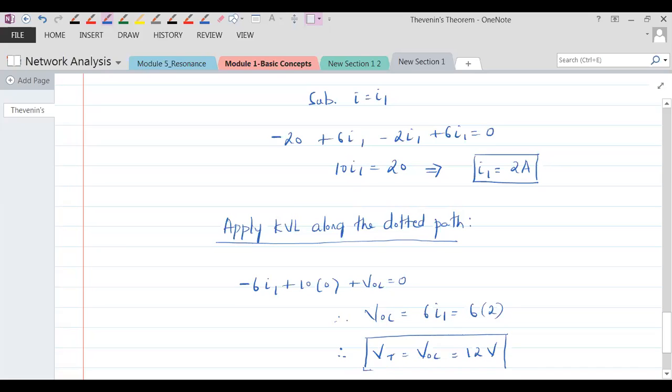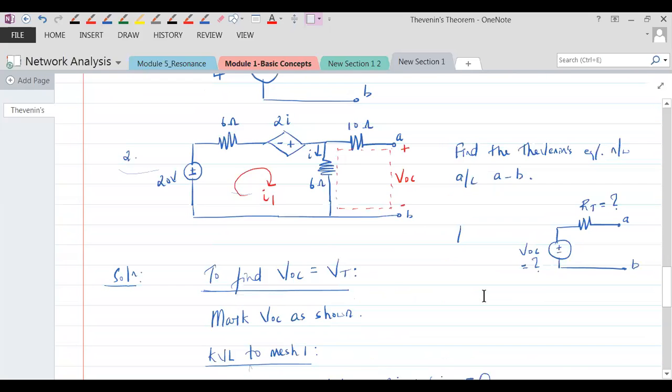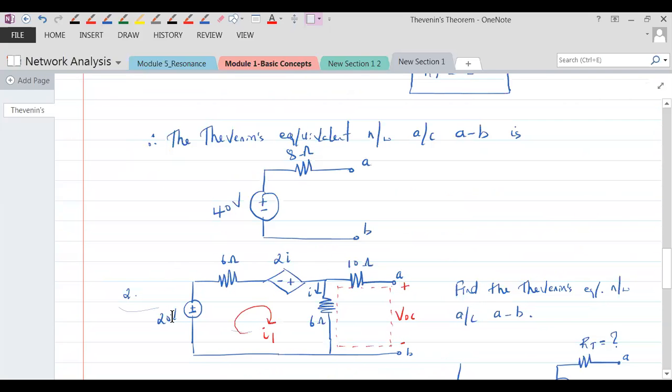Is this okay with you, everybody? We have to find out RT. So how to find out RT when the dependent source is there is something that we'll take up in the next session.